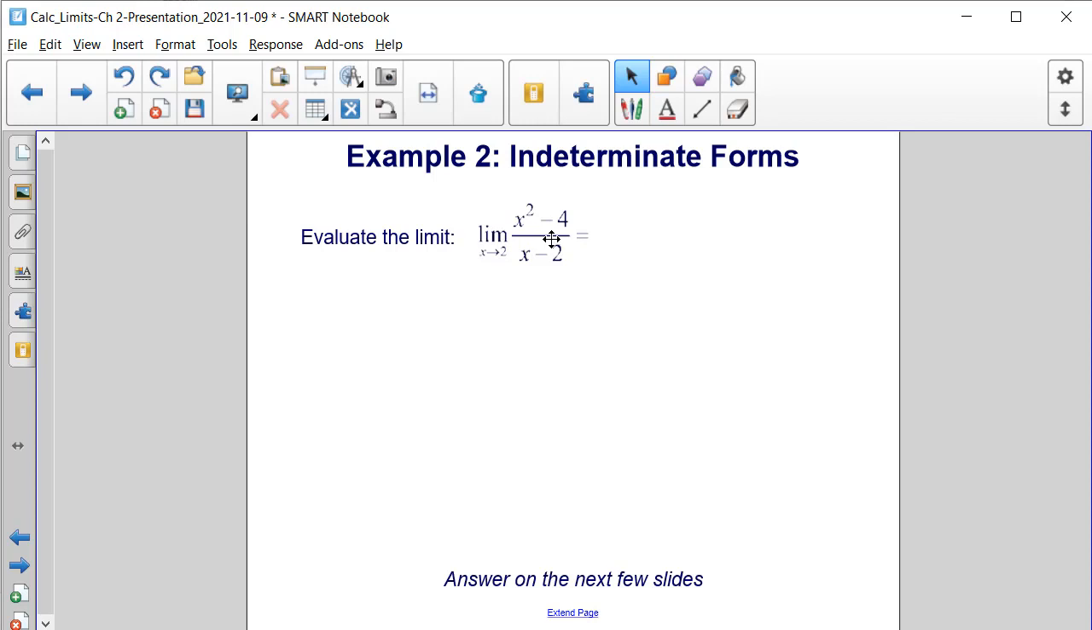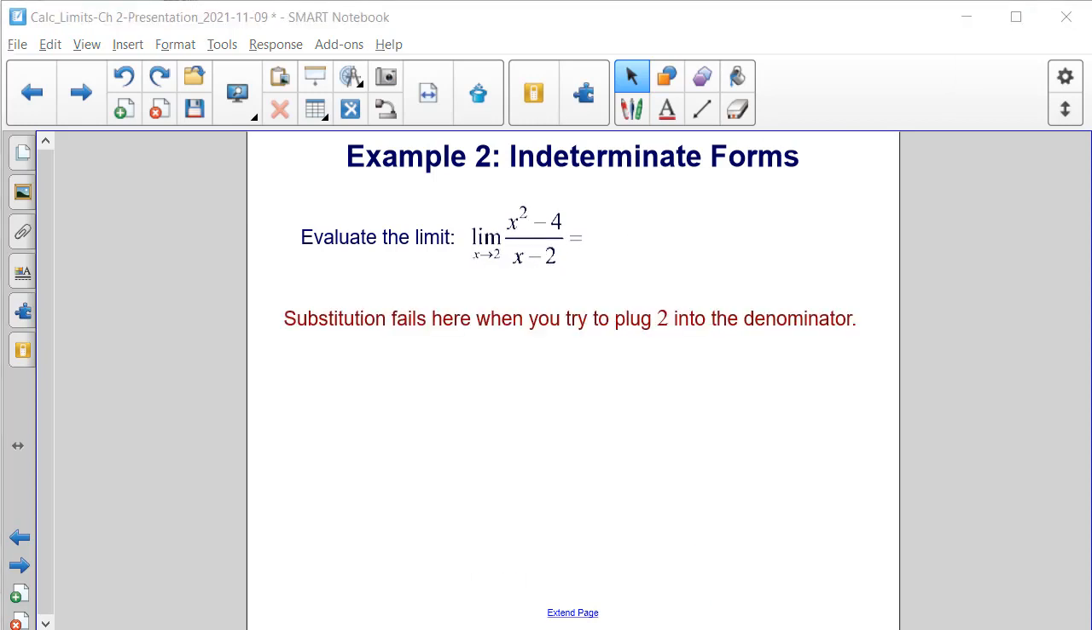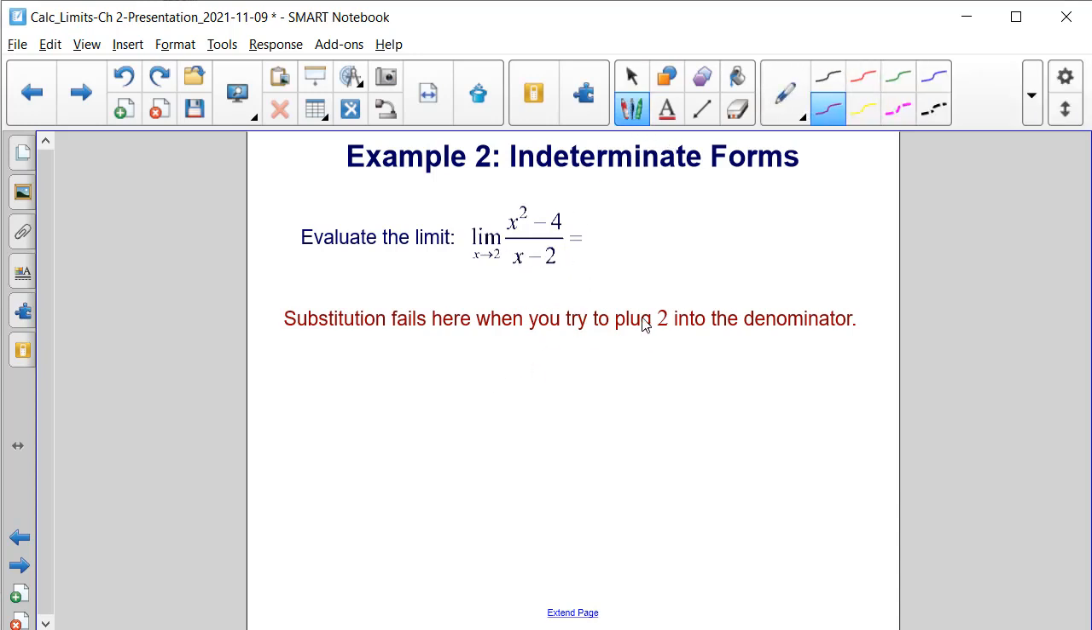Let's try to evaluate this limit. The limit of x squared minus 4 divided by the quantity x minus 2 as x approaches 2. Substitution fails here when you try to plug 2 into the denominator. We end up getting 0. Let's also double check what happens when we plug 2 into the numerator. We would get 2 squared minus 4, and again we'll get 2 minus 2. We know that the bottom, or the denominator, is going to be 0, but we will also get 0 in the numerator, so we have another indeterminate form.